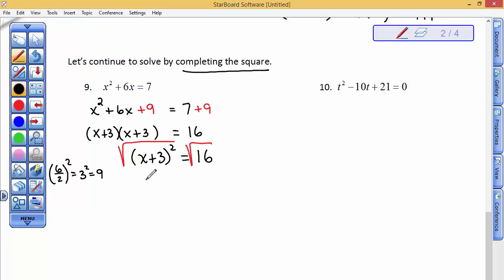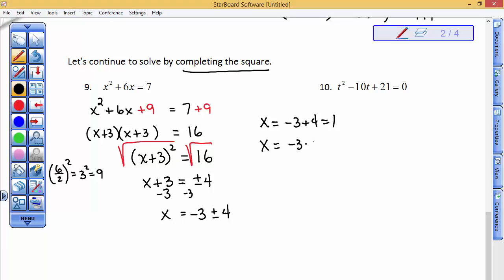The square root of that binomial squared is x plus 3. The square root of 16 is 4, but it's a positive and a minus 4. We subtract 3 from both sides. I like to put that negative 3 first and then add 4 to it. Negative 3 plus 4 is 1, and a negative 3 minus 4 is a negative 7. So again, x is a negative 3 plus 4, which is 1, and x is a negative 3 minus 4, which is a negative 7.